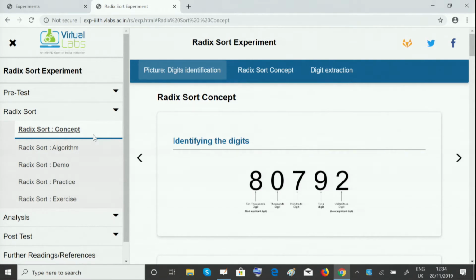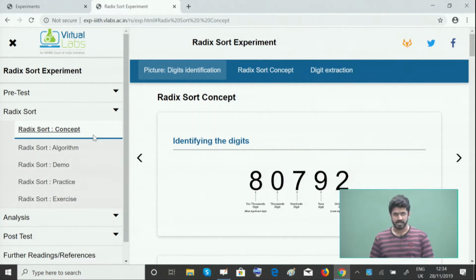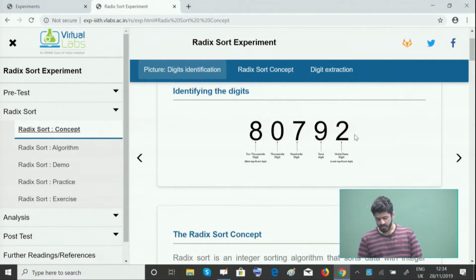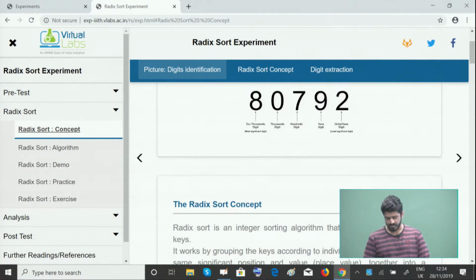The first is the idea of place value in a number. As we can see in this example, we have 2 as the units digit, 9 as the tens digit, 7 as the hundredth digit, and so on. This is a basic concept that everyone understands.